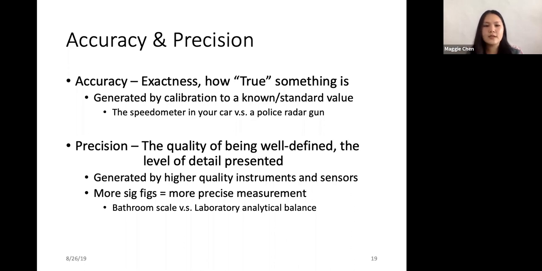Where accuracy is how true something is and how correct, and it's also just generated by calibration. So those are the differences between accuracy and precision. They do sound the same, and sometimes in the Webster Dictionary, they use those two words to describe each other, but just in a scientific context, this is what these two words mean.